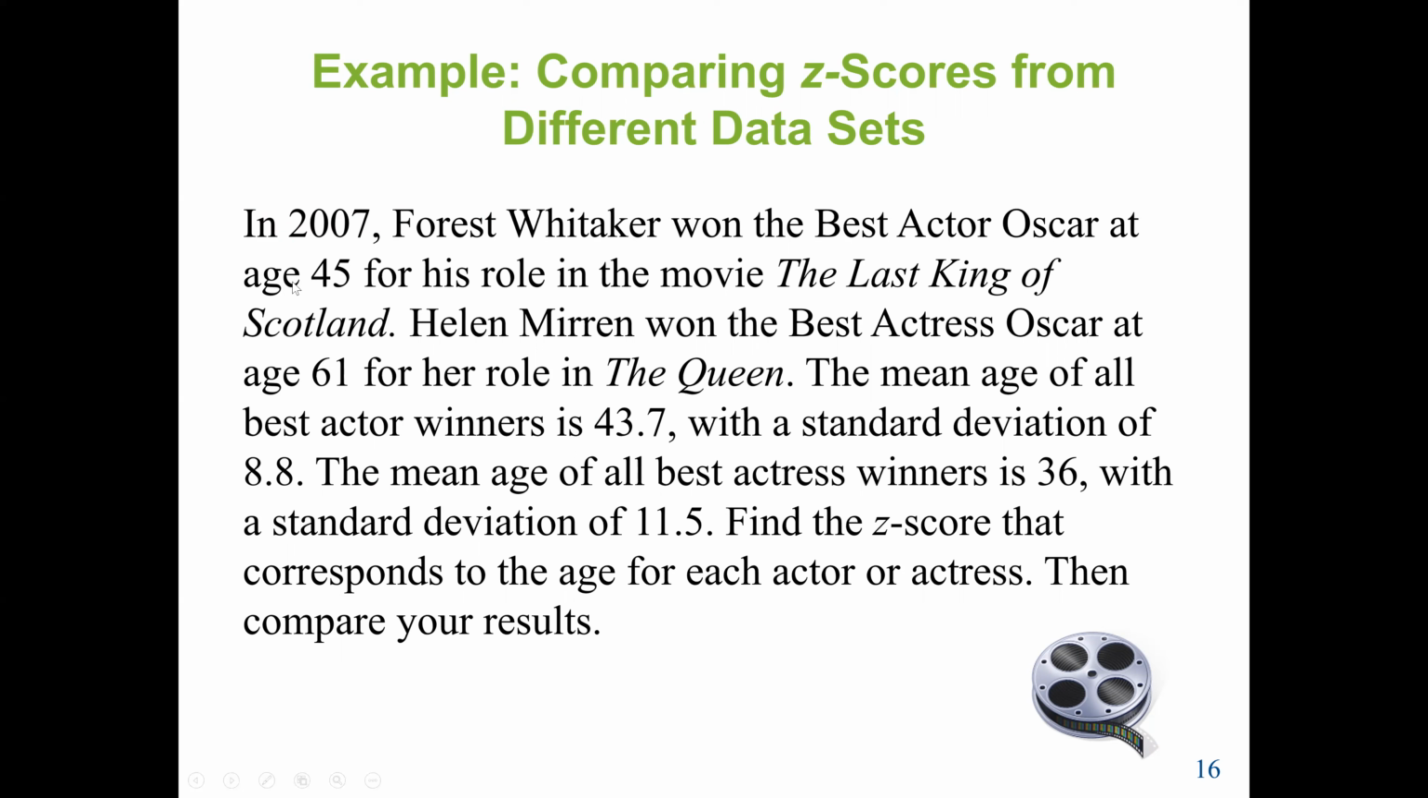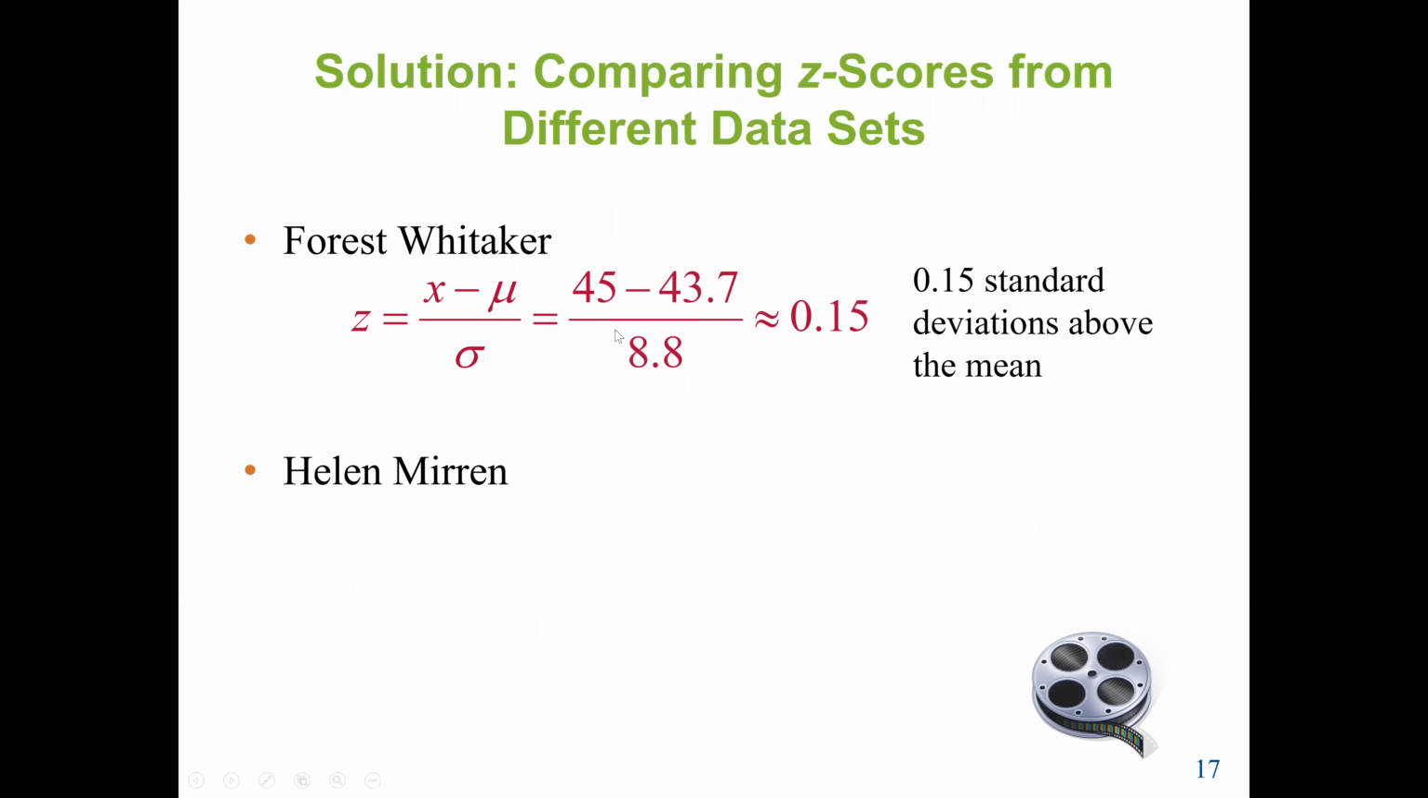Here we can see one thing: whenever the mean is greater than the value, we are going to get a negative z-score. But here we get a positive one, because Forest Whitaker's age is 45 and the average age for all the actors is 43.7. So we get 0.15 standard deviations above the mean.